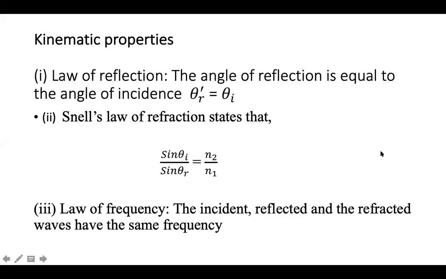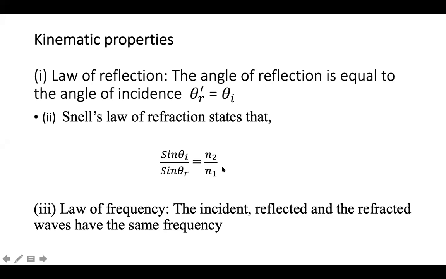Now, there are a few kinematic properties for this electromagnetic wave. So what are those kinematic properties? We have the law of reflection, then we have Snell's law of refraction, and then we have the law of frequency. So these are the three laws. The law of reflection says that theta r prime is equal to theta i. So what is theta r prime? This is the angle of reflection. So the angle of incidence is equal to the angle of reflection.